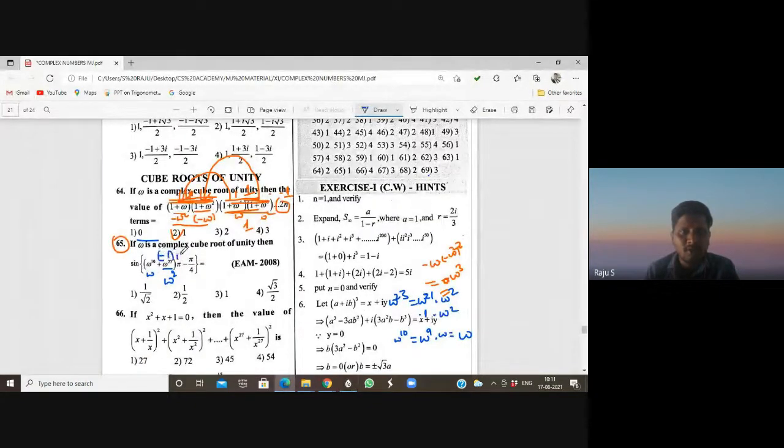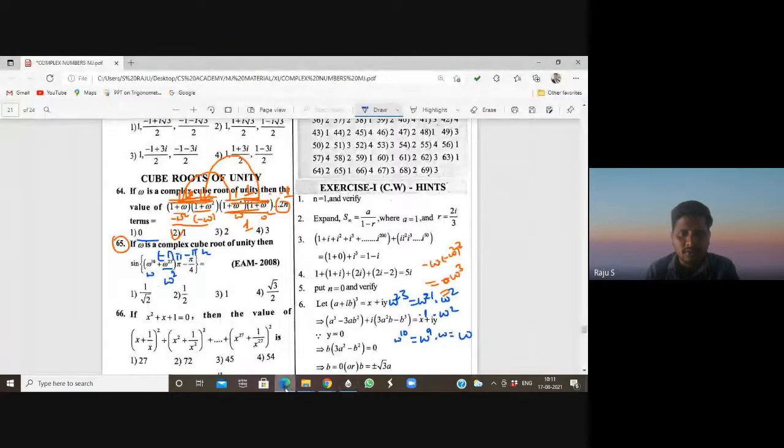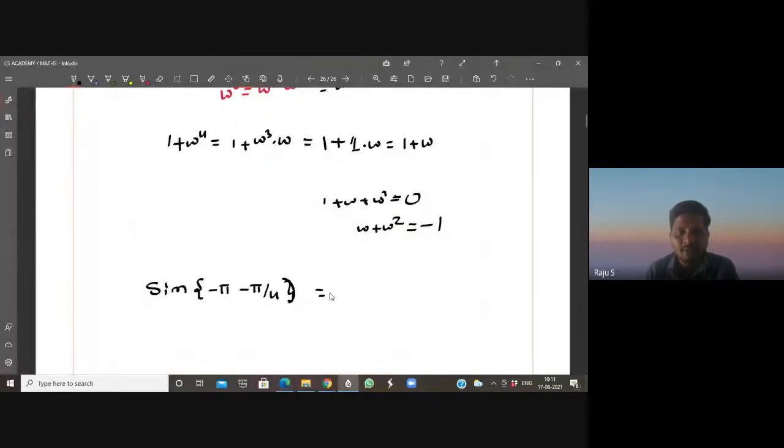-1 into pi minus pi by 4. Nothing but finally, here we are getting sine of minus pi by 4. We got -1 into pi, which is minus pi by 4, and here minus is common. Taking minus common, minus of pi minus pi plus pi by 4. See, what is sine minus theta? Minus sine theta. Minus sine pi plus pi by 4.